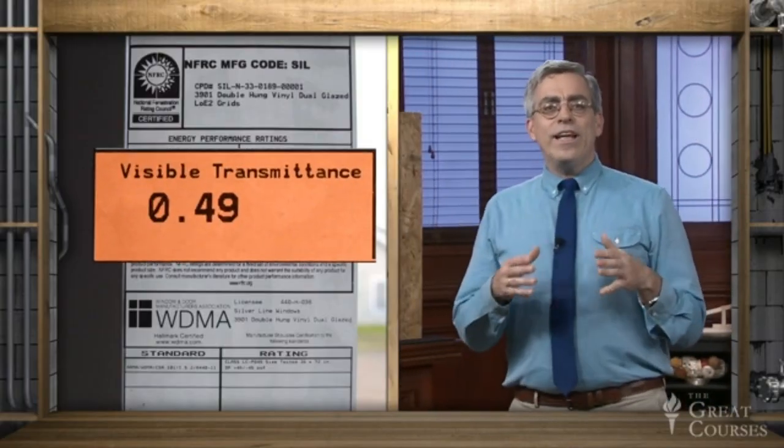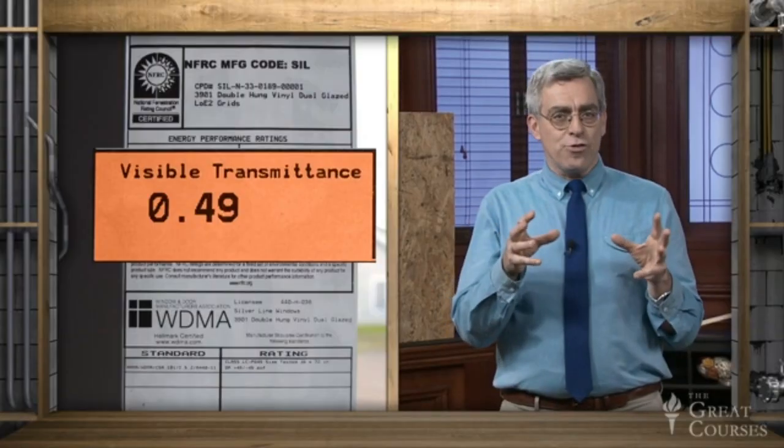The visible transmittance here indicates the fraction of visible light that passes through the glass.